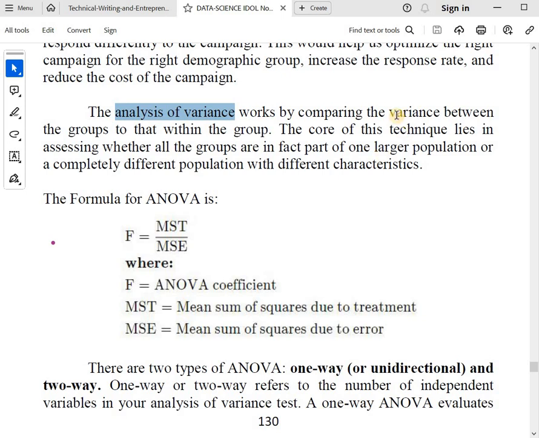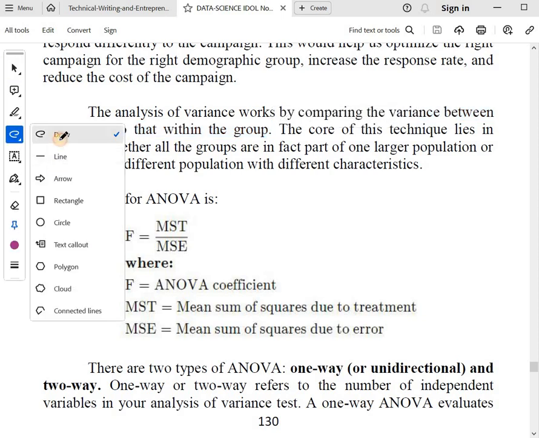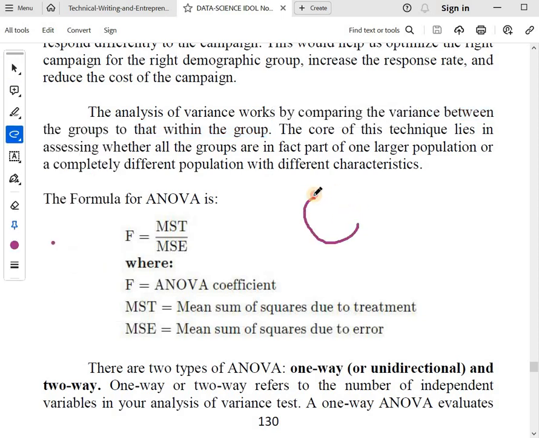It compares the variance between the groups to that within the group. अभी between the groups मतलब क्या? Let us just understand what I'm drawing over here.